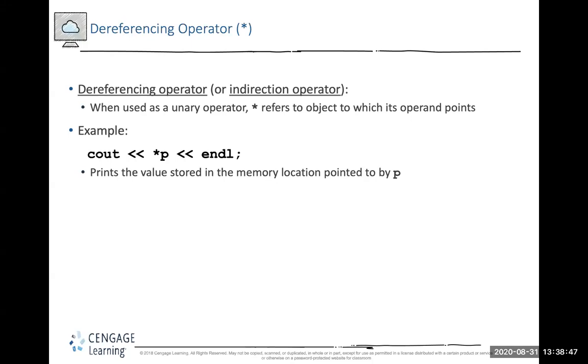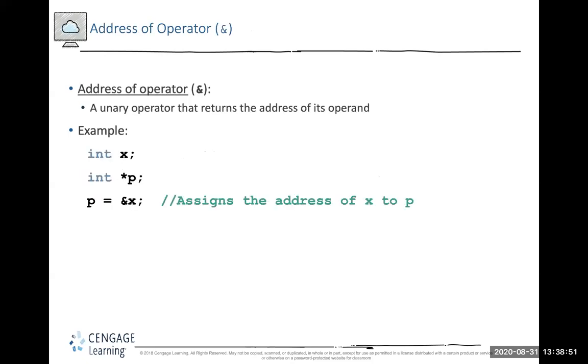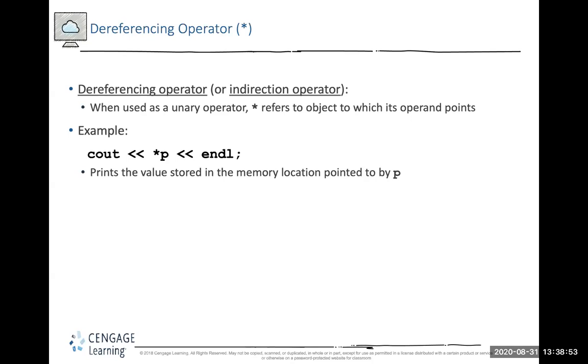Dereferencing operator, well, that asterisk, you use this in the declaration of a pointer variable, but actually you can also use this to access the content of a pointer variable. As an example, this asterisk p gives you the content of the memory address which is represented by this pointer p.